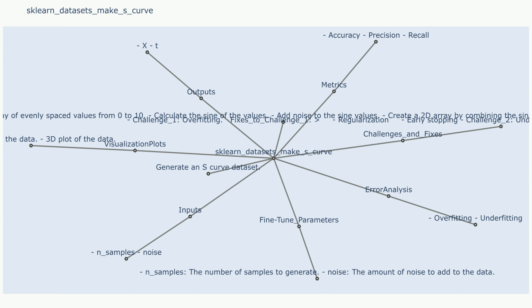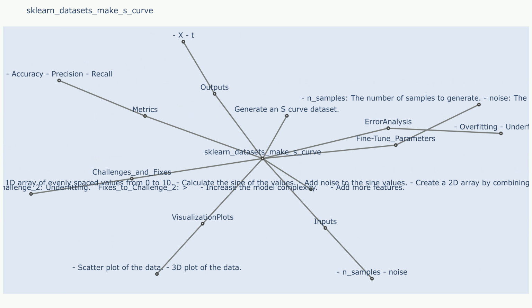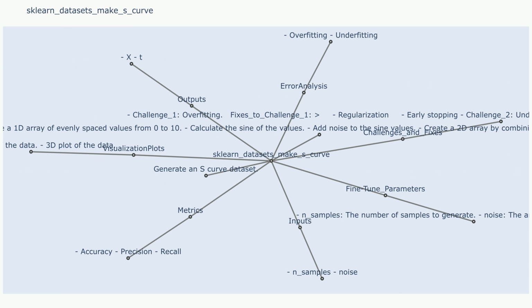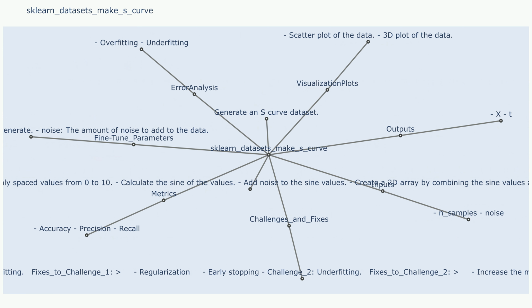Steps. The function first generates a set of evenly spaced parameter values t within a specified range. Then, it applies a mathematical function to these parameter values to generate the corresponding 3D coordinates x that form the S-curve. Finally, Gaussian noise is added to the generated coordinates to introduce some randomness and mimic real-world data. Metrics. None specifically defined, as this is a dataset generation function, not a model.